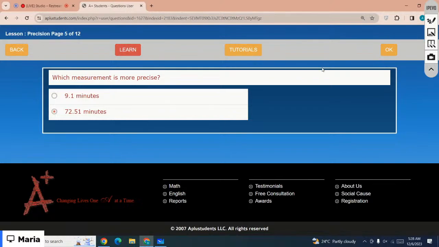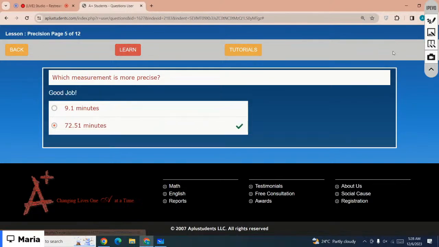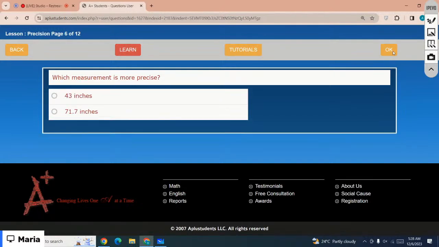Obviously, it is 72.51, right? Okay, the next one is, which measurement is more precise? So, 43 inches or 71.7 inches, which is the correct option? Yes, that is 71.7, right?